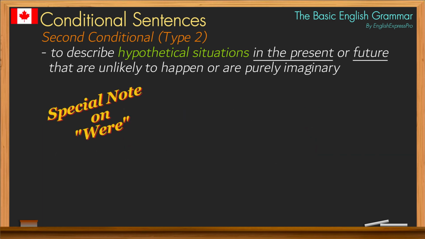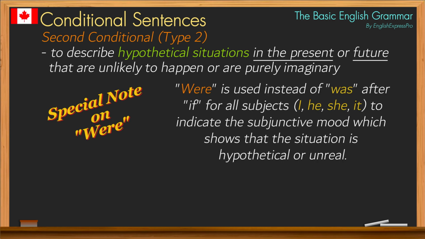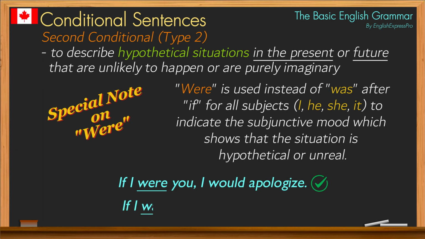Special note on were. In type 2 conditionals, were is used instead of was after if for all subjects, I, he, she, it, to indicate the subjunctive mood, which shows that the situation is hypothetical or unreal. If I were you, I would apologize. If I was you, I would apologize.